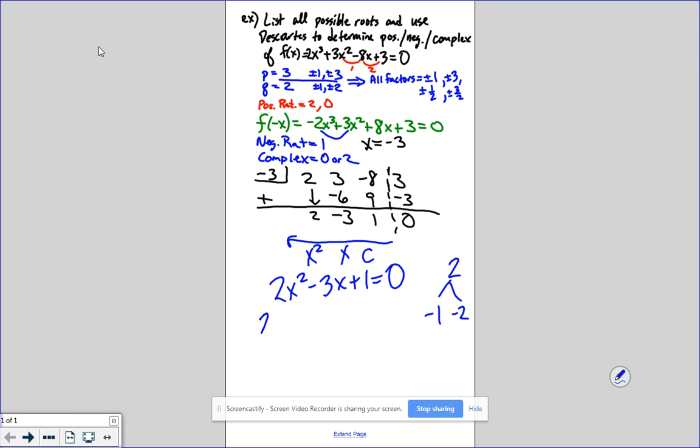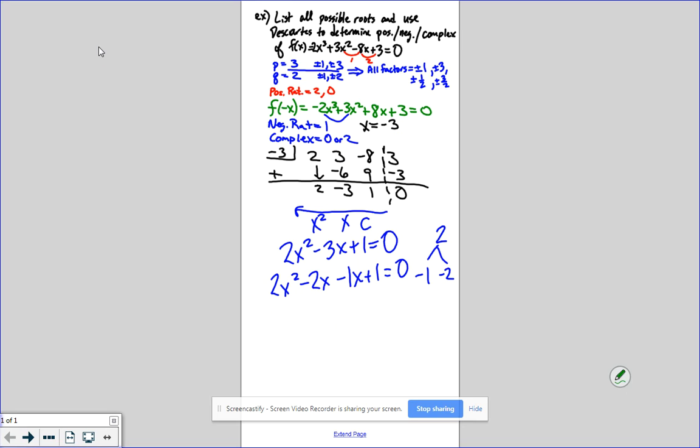Now I replace the middle term. 2x squared minus 2x minus 1x plus 1. Now what do I do? Greatest common factor. Split it. What do the first two have in common? 2x. Now, I switched the order there. Do you have to do that? No. I just prefer, if I can pull the same number out, I prefer to do that.